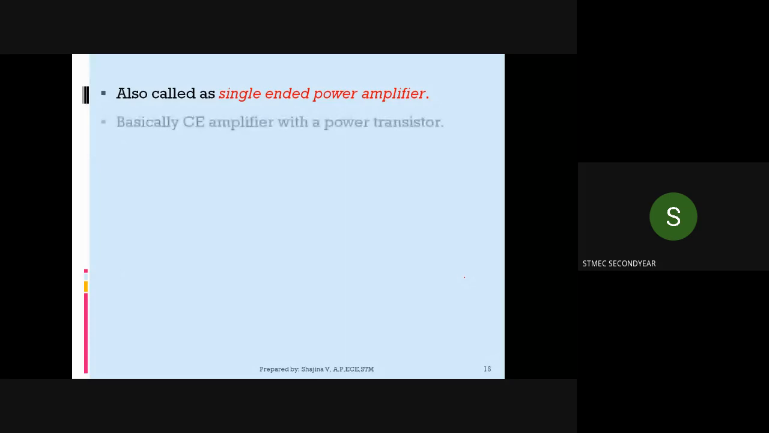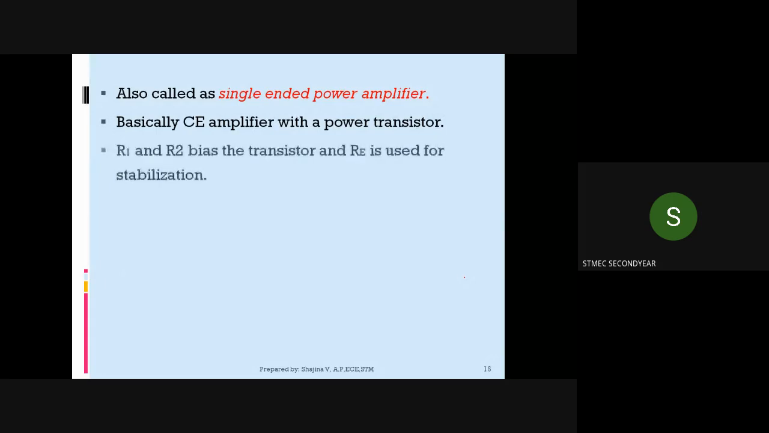Basically, it is a common emitter amplifier configuration which uses a power transistor. R1 and R2 are used to bias the transistor, that is, in order to fix the Q point at the midpoint of the load line. And RE is used for stabilization. The Q point is selected near the center of the load line.